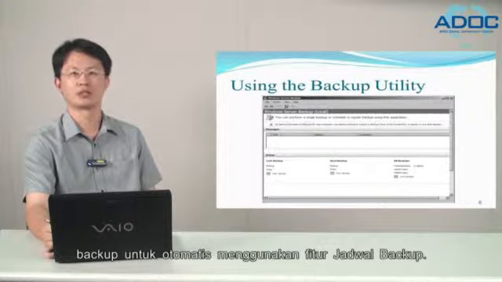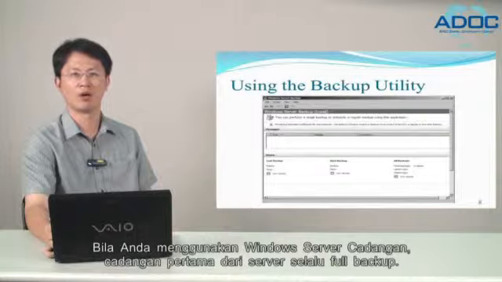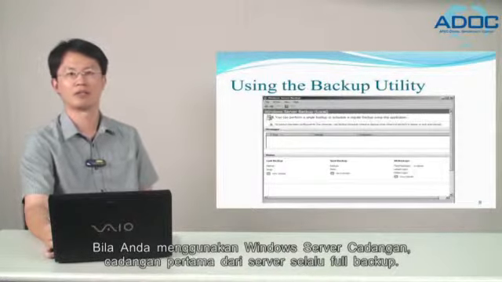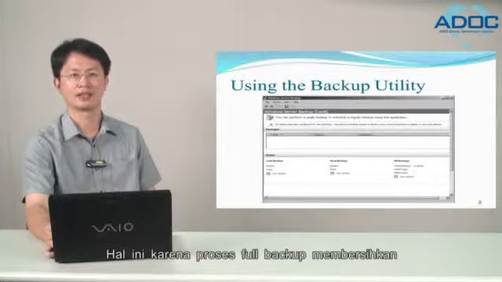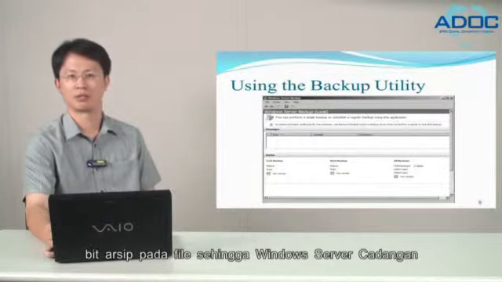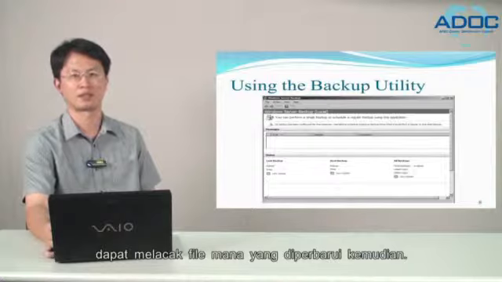When you use Windows Server Backup, the first backup of a server is always a full backup. This is because the full backup process clears the archive bits on files, so that Windows Server Backup can track which files are updated subsequently.